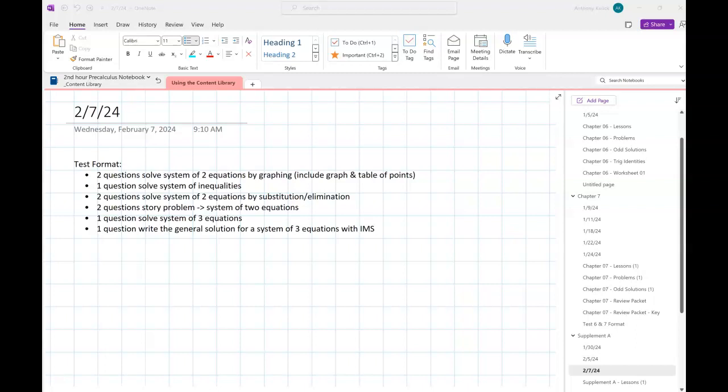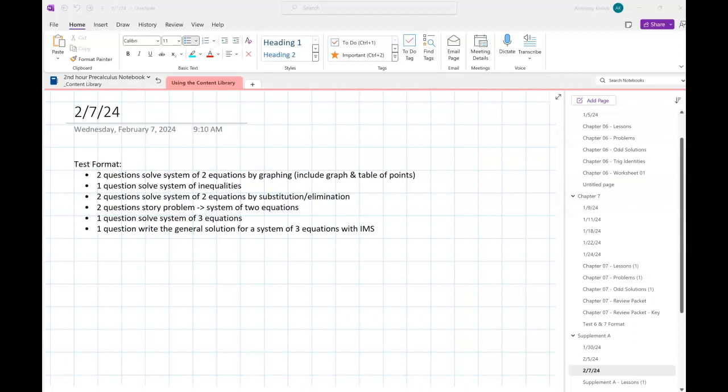So the goal for today, we'll talk about the test format, take any last minute questions, give you time to work on your half sheets. Ideally, you hand me that before you leave today. And once you finish with that, you'd start on your review, right?